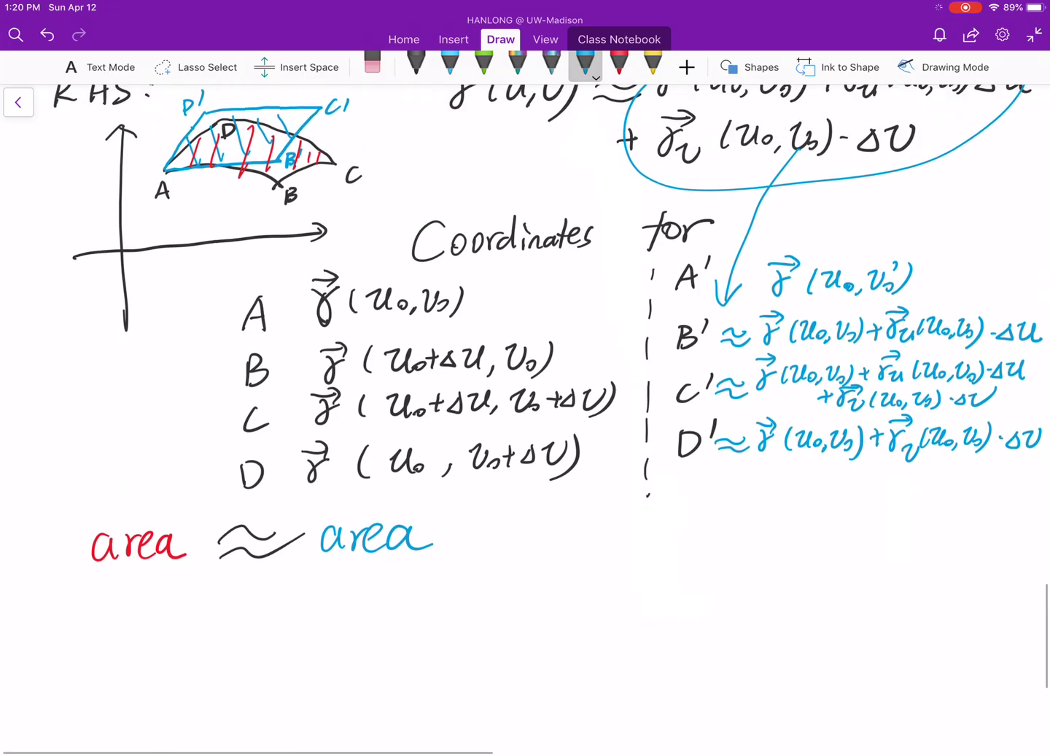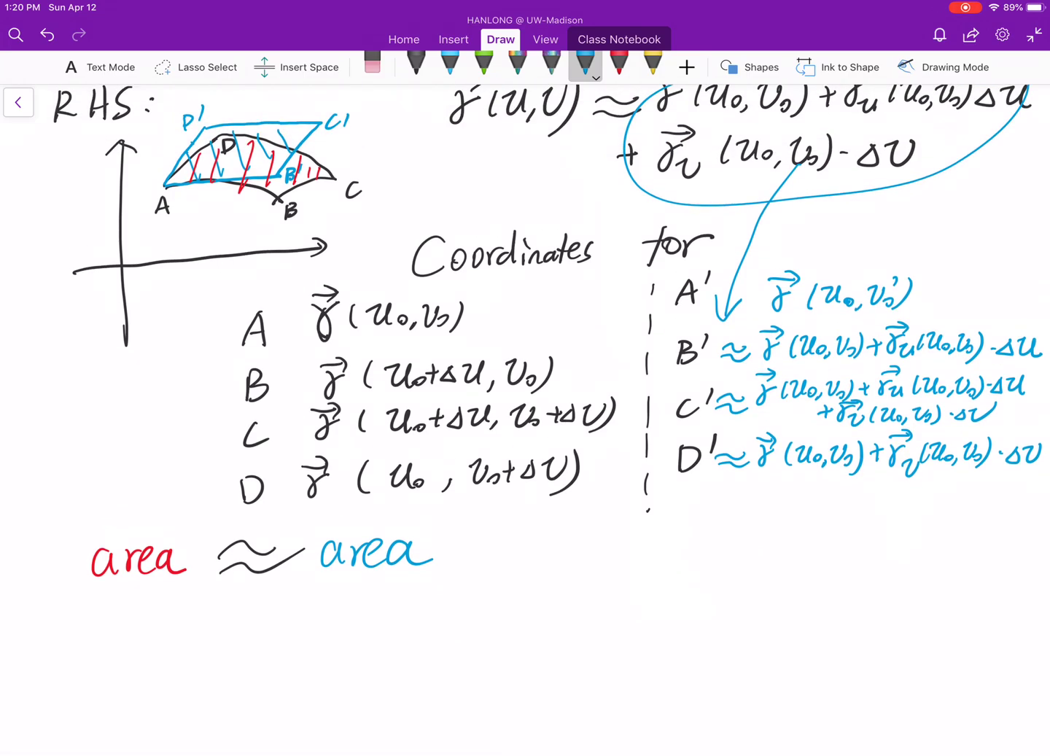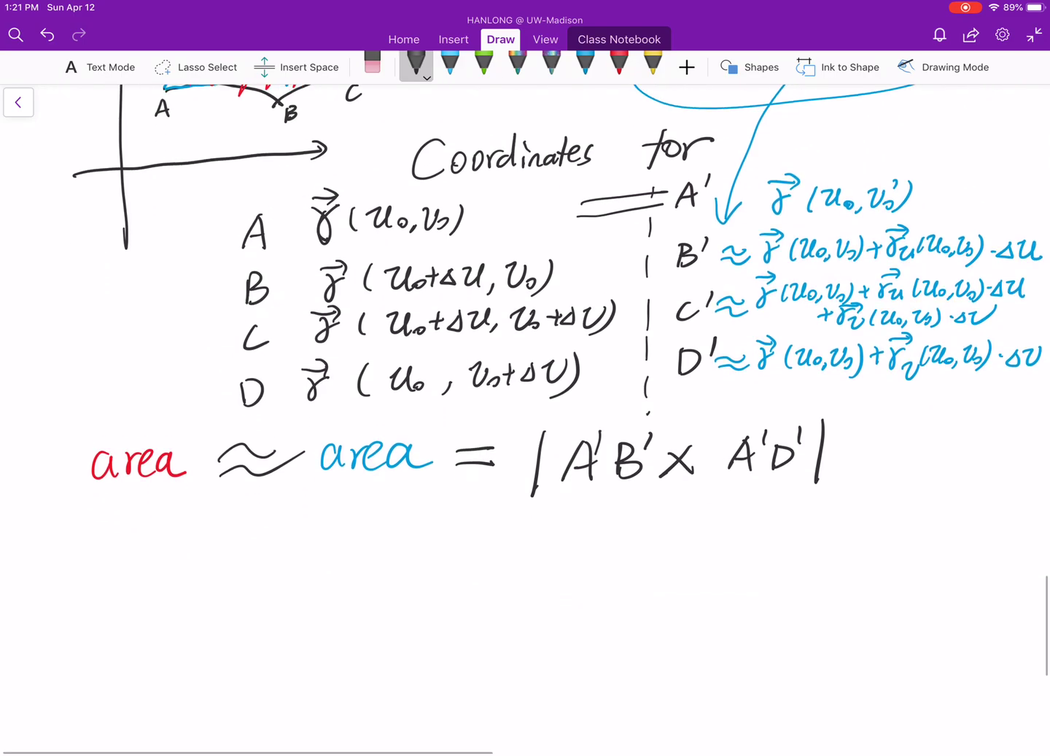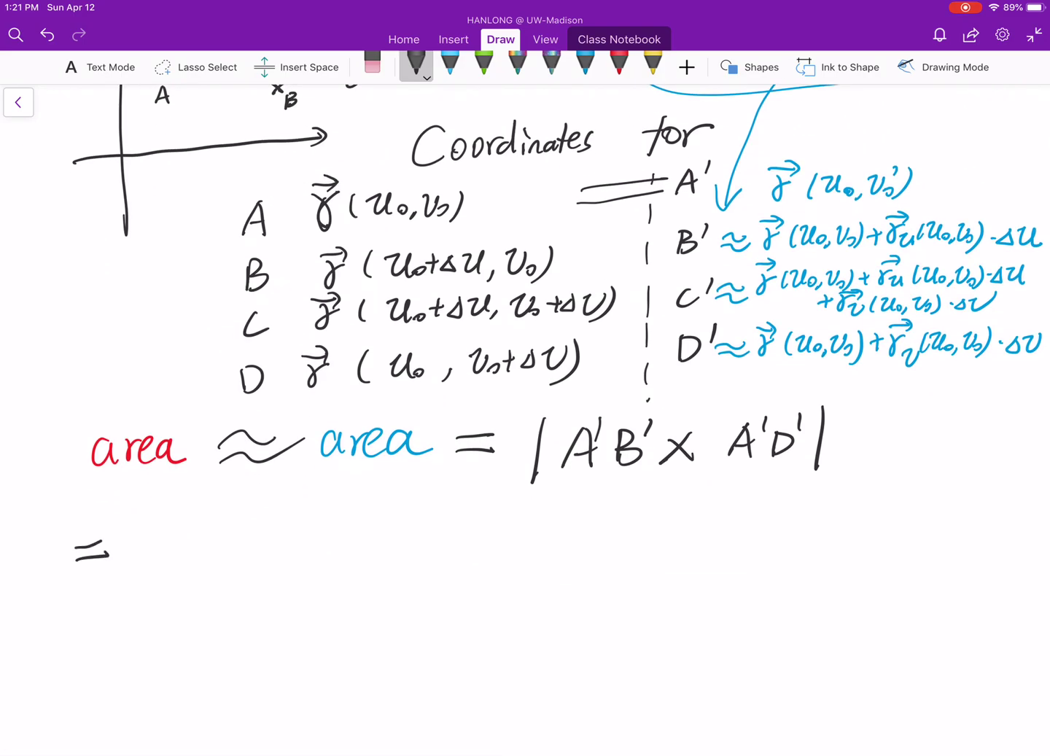And then the blue part, since it's a parallelogram, we all know the formula. So this equals A prime B prime cross product A prime D prime. And since we know the coordinates here, we can just plug in and compute it.